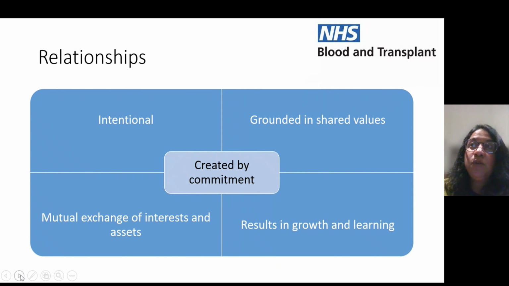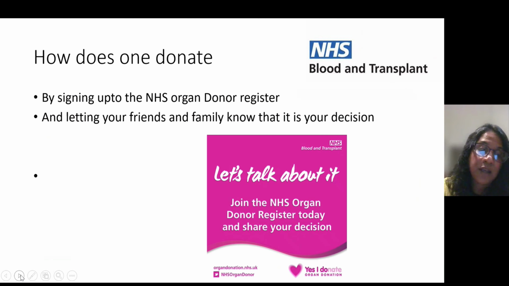We find that working with communities, having an intentional relationship with them, grounded in shared values, with a mutual exchange of interests and assets, results in growth and learning, and not just helps them, but helps us inform our campaigns, inform our approaches. We still urge everyone to actually make a choice and express their donation wish on the organ donor register.